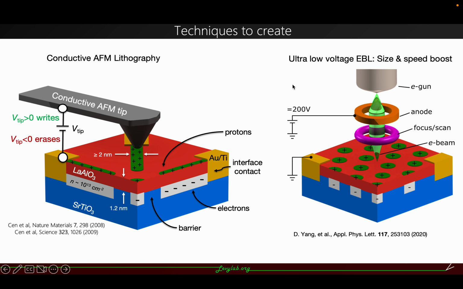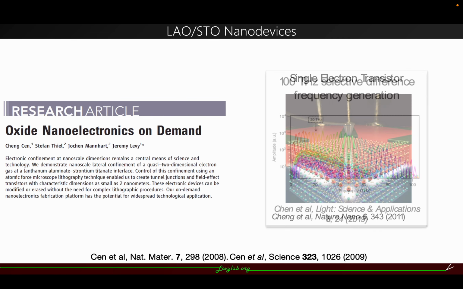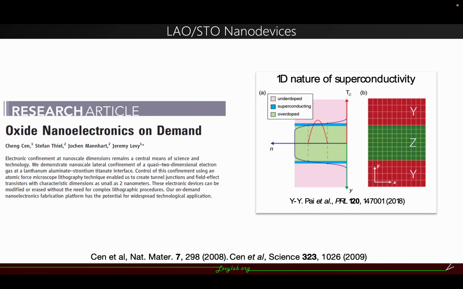Recently, we also developed a technique for creating nano devices, which is the ultra low voltage EBL. When the LAO-STO is exposed to an electron beam, the interface will also become conducting locally. This technique, compared to conductive AFM lithography, has much faster speed and much larger working area. So it's very suitable for creating large two-dimensional devices. And from these two techniques, we are able to make many interesting nano devices such as single electron transistors, quantum dots, terahertz generation, electron waveguides, all kinds of interesting nano devices.